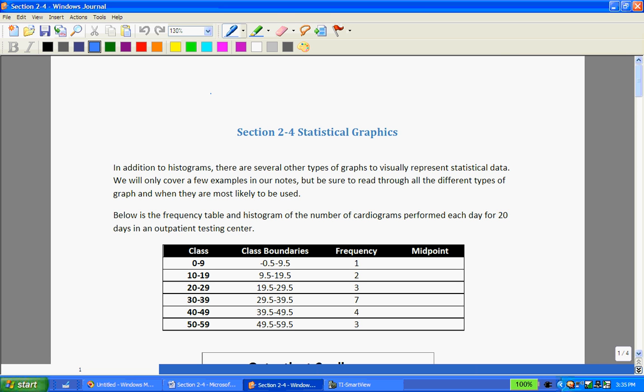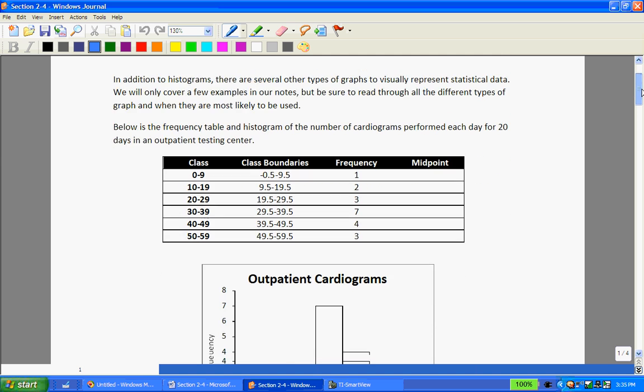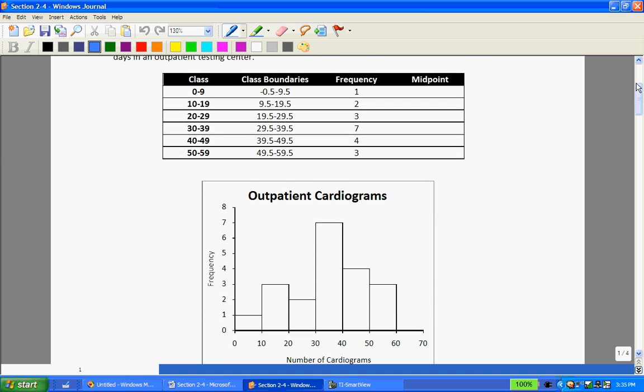Below is a frequency table or frequency distribution and a histogram of the number of cardiograms performed each day for 20 days in an outpatient testing center. So this is what we learned in the previous section, but it's already been done for us. So here's our class and the class boundaries. And I know this is a little odd, but remember we go outside of the original class a little bit to get that class boundary. So that's why we have that negative 0.5 and our frequencies.